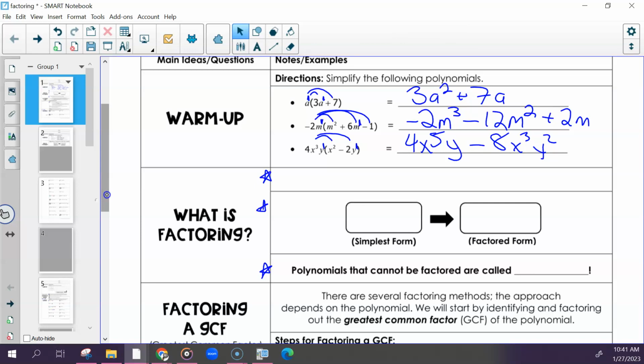Right? The reason we're doing this is because what we're about to do, factoring, you may remember it from Algebra 1, is we're going to be given things like this, and we're going to put it in this format. So when we get back from lunch, we'll start that process.